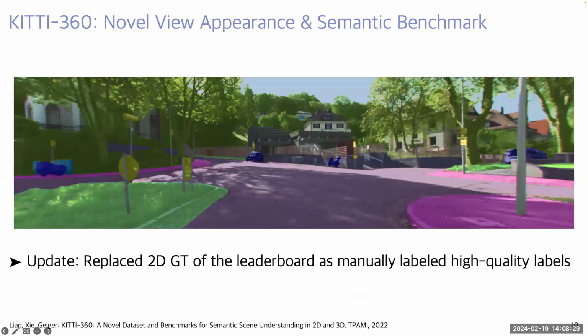One thing to mention here is that in the original KITTI-360, the 2D labels we provide are obtained by automatic algorithms that transfer them from the 3D space, and those may not be very accurate. For this benchmark, we manually annotated all the 2D ground truths to be able to evaluate algorithms.